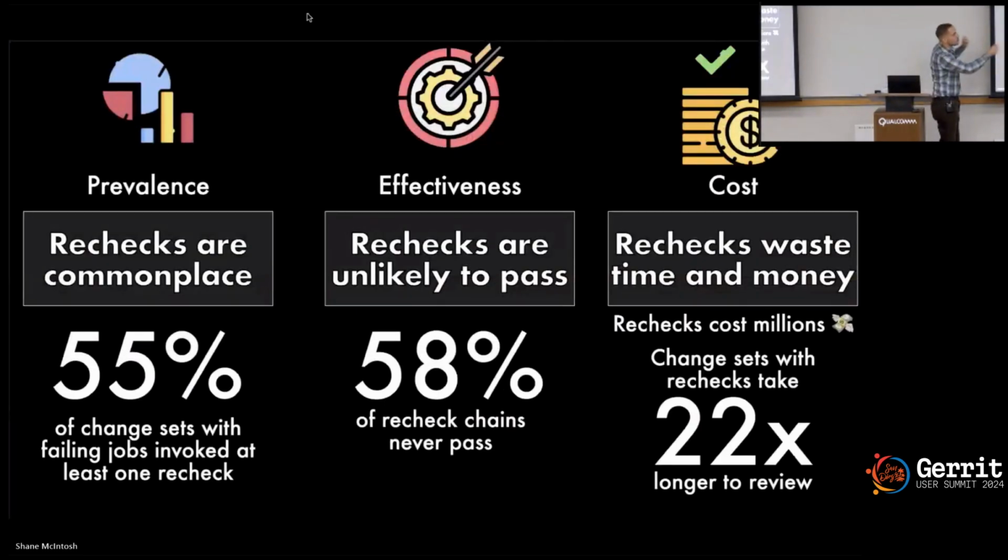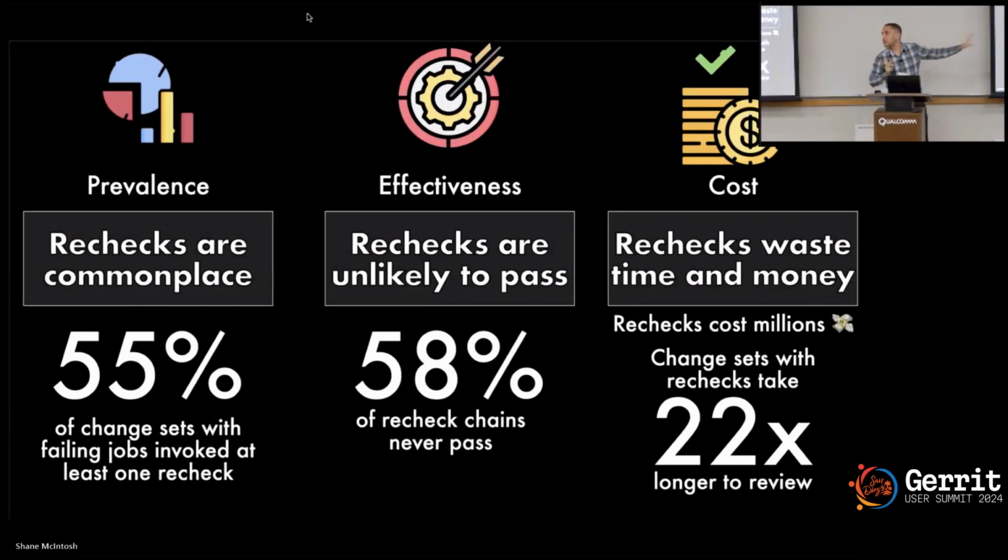Then I pitched to you that I don't think this is the best solution for the unblocking problem because it's generating a ton of waste, right? We saw that 55% of change sets invoked at least one recheck. We saw that 58% of recheck chains never pass, so they're not effective. And we saw that rechecks cost millions, and that change sets with rechecks take a median of 22 times longer to be reviewed.